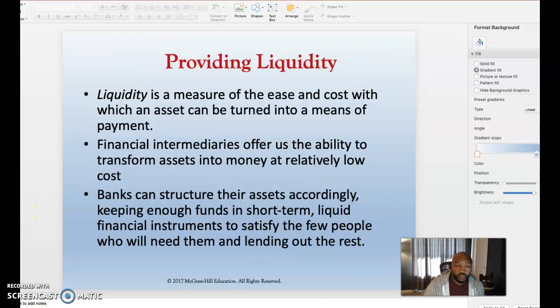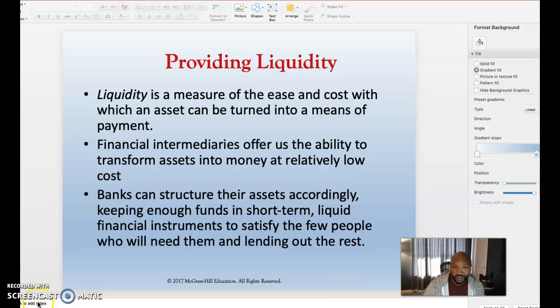Skipping ahead to slide 14, I won't spend a ton of time on this because we talked about liquidity, I think in chapter 2 or 3. But banks, financial intermediaries, also offer liquidity. Liquidity is how quickly something can be turned into cash. Banks and financial institutions have a ton of assets on their books, and they have to be smart enough to ensure that they keep enough liquid assets, so cash, to sustain large withdrawals.